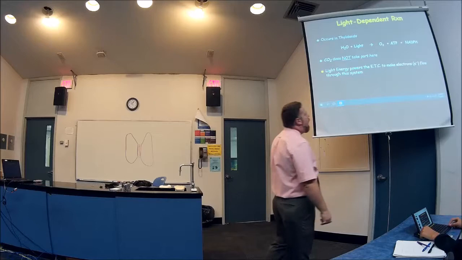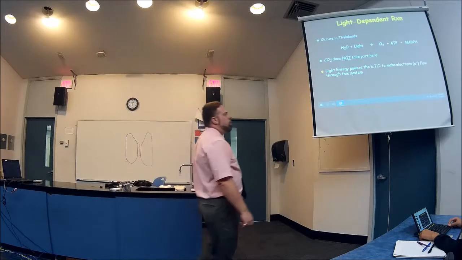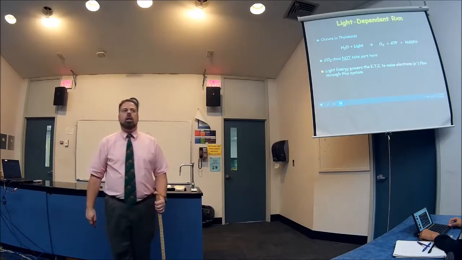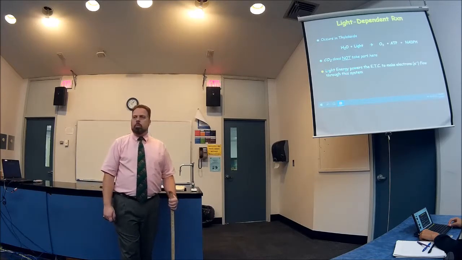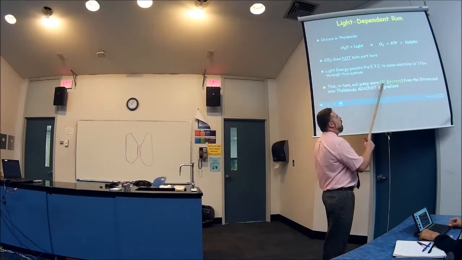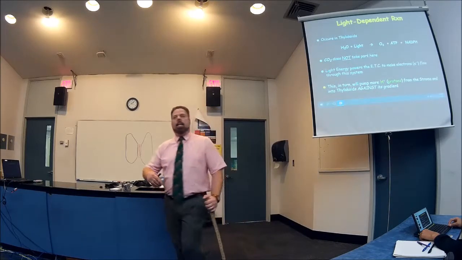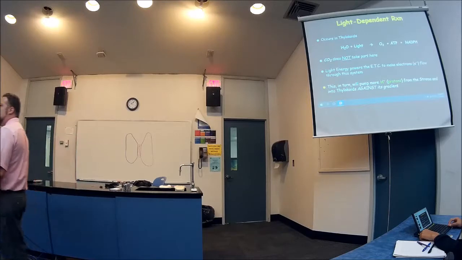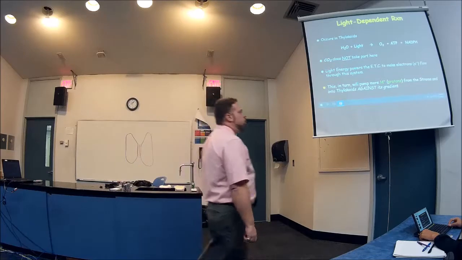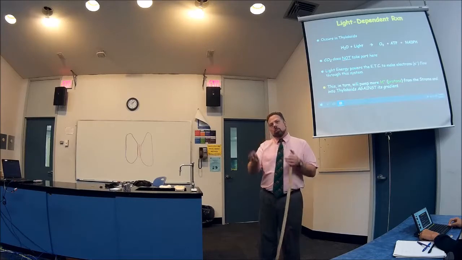So light energy powers the electron transport chains to make electrons flow through the systems. Okay? Something similar to what we saw with the electron transport chain in cellular respiration. And this in turn will pump the hydrogens, or protons, from the stroma into the thylakoids against the gradient. So very similar to what we saw in cellular respiration. Okay? But here's where it's a little bit backwards.